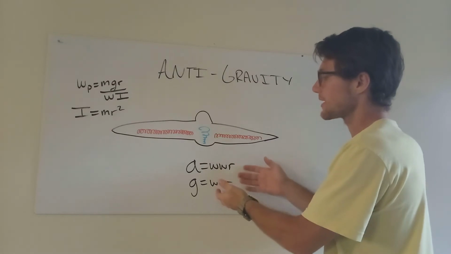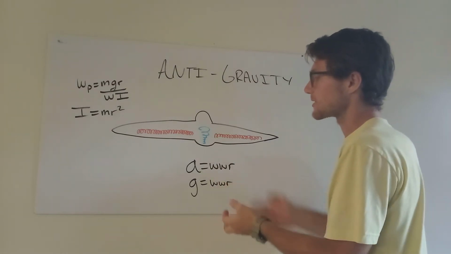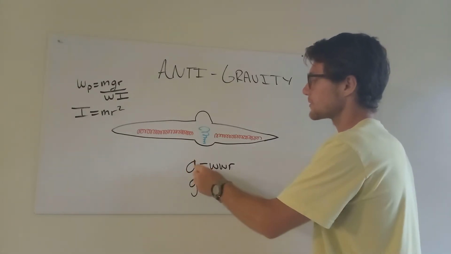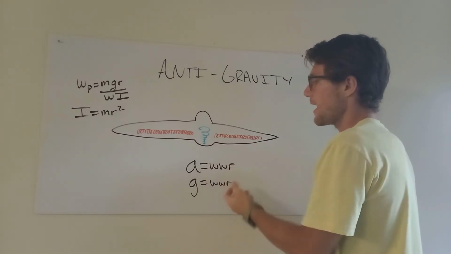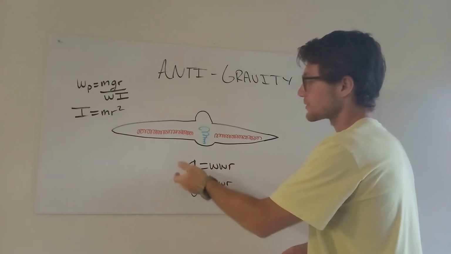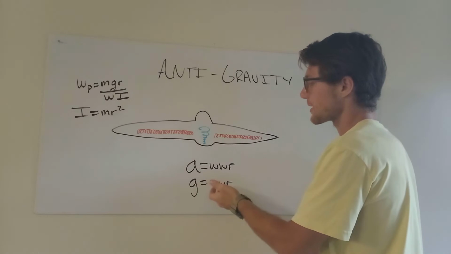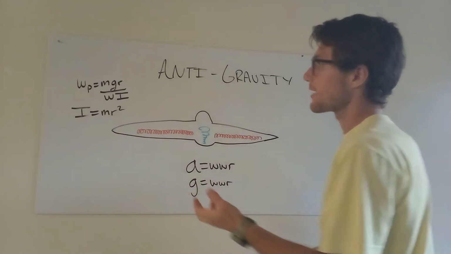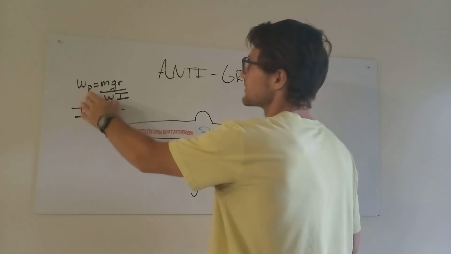I have two equations written here. They're essentially the same equation. It says acceleration equals omega omega r, and this gravity is equal to acceleration, so gravity equals omega omega r. I derived that from the gyroscopic precession equation.